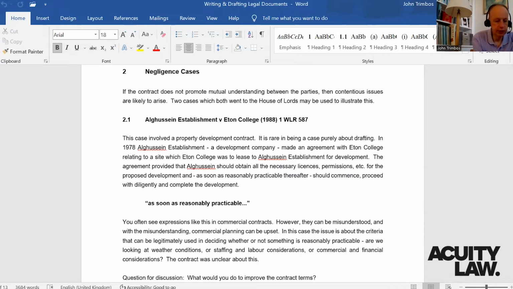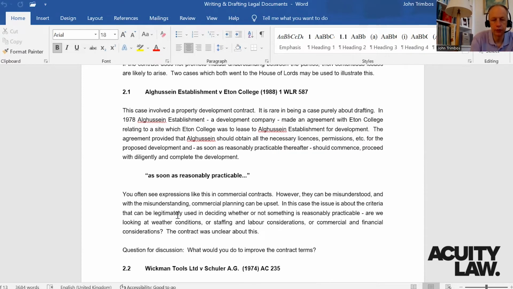Just freeze the program now. Just have a little read through that synopsis, and then towards the bottom of the screen there is a question for you to consider, which is, what would you do to improve the contract terms? Obviously, it's easy to critique other people's drafting with the benefit of hindsight, but of course we do have the benefit of hindsight. So yeah, freeze me now, have a little read through, and then when you unfreeze me, I will tell you what happened.